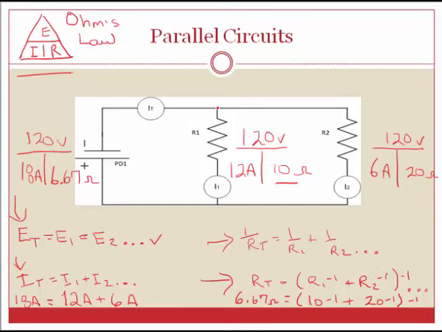Kirchhoff's current law says that at this junction or node, I had 18 amps flowing out of my source into that junction. Kirchhoff's current law tells us that whatever flows into a junction or node must also flow out of it. And we can double check because I had 6 amps flowing to R2, and down here I had 12 amps, and 6 plus 12 gave us that 18. So you can see we can use all of these rules in parallel circuits.